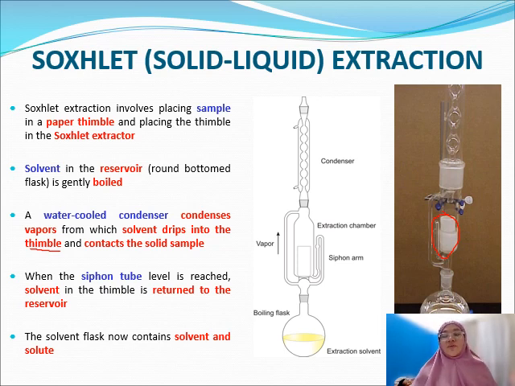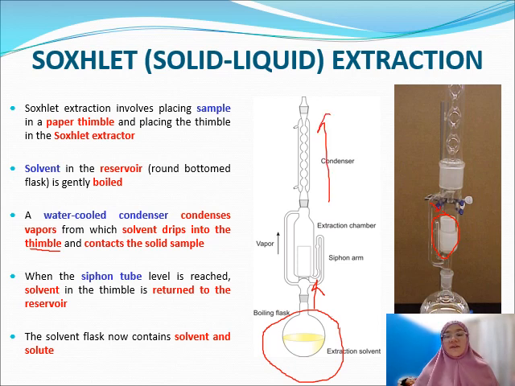First, we put the dry samples into the timbal. Then the timbal is put inside the extraction chamber. In this technique, the solid extraction, it involves the process of heating the extraction solvent. We put the solvent here, only the solvent without any combination, in this boiling flask, and then it will boil. It will vaporize and go to the condenser.